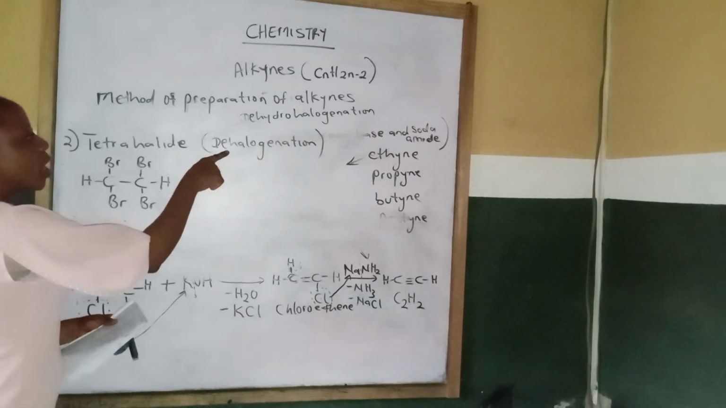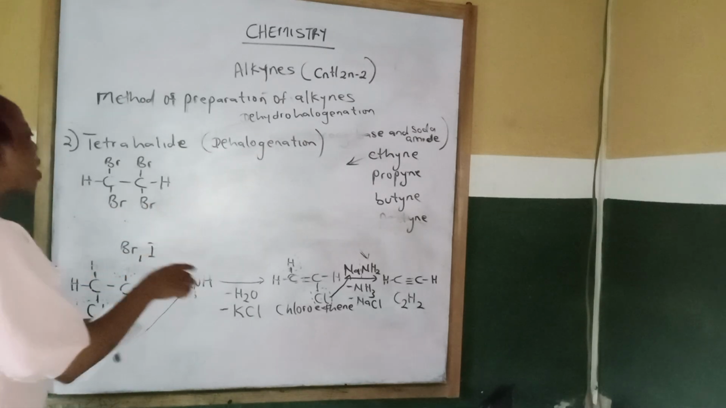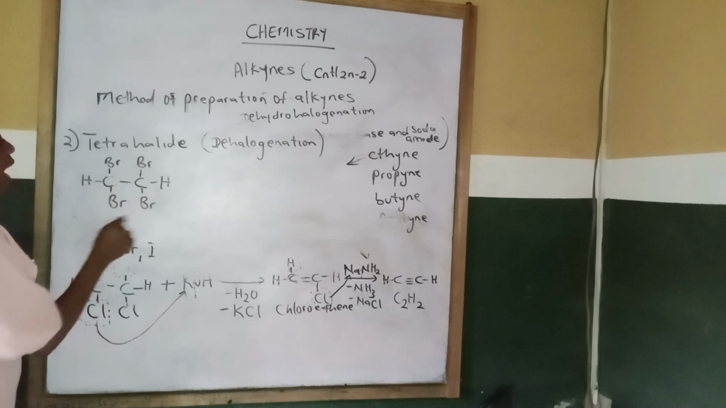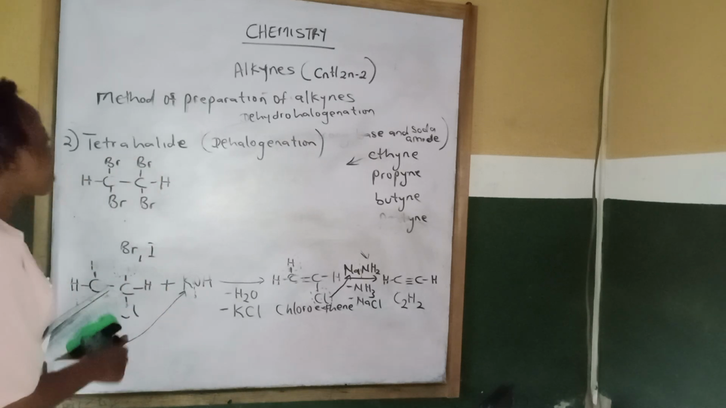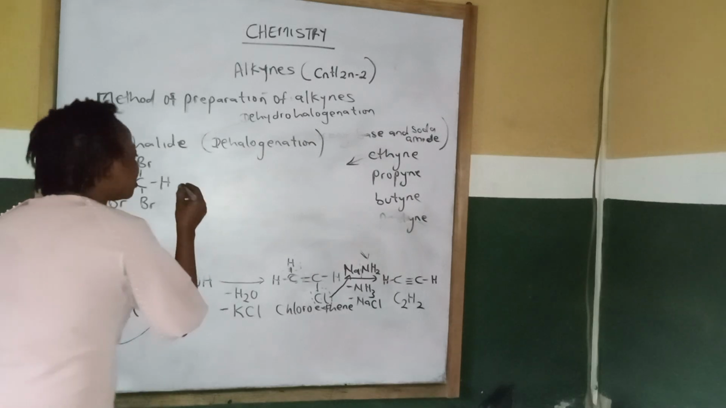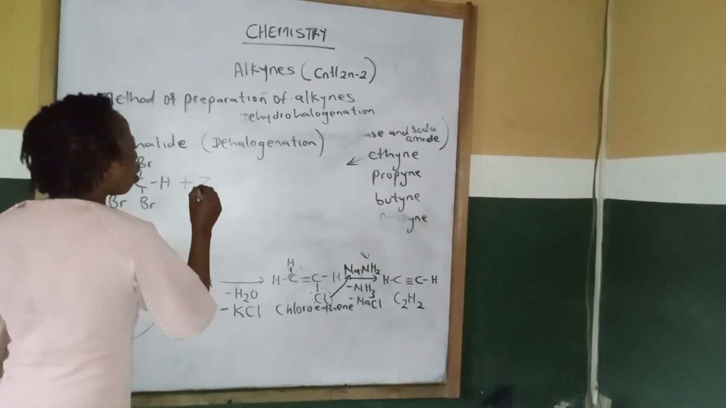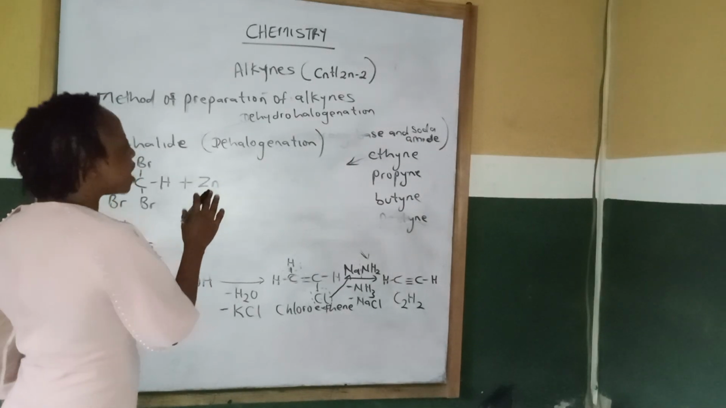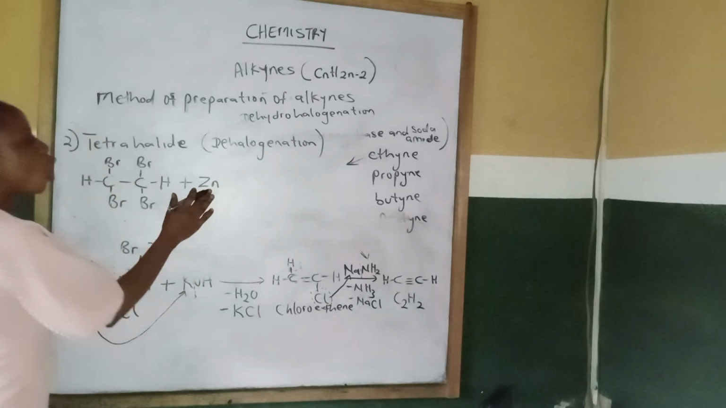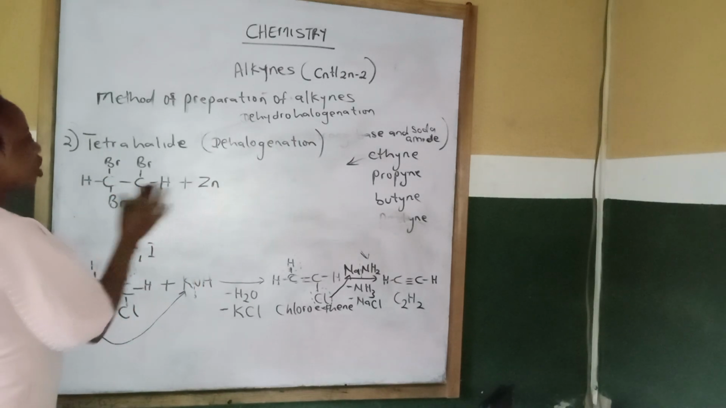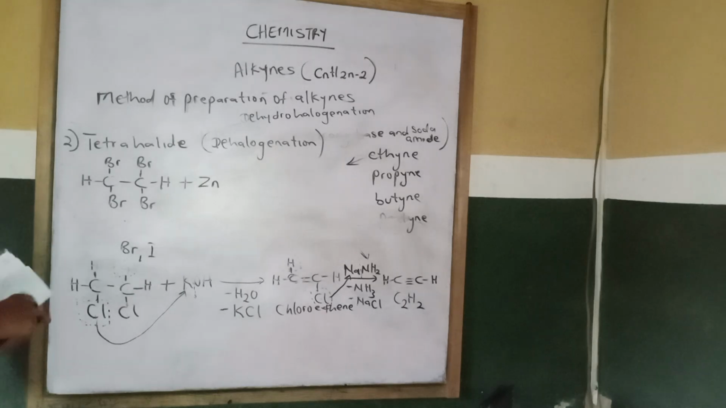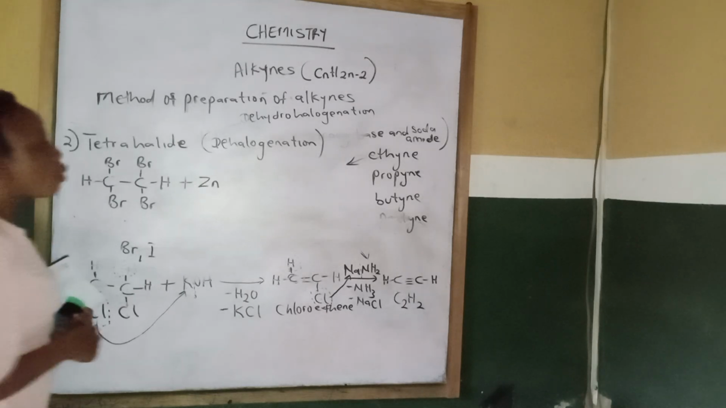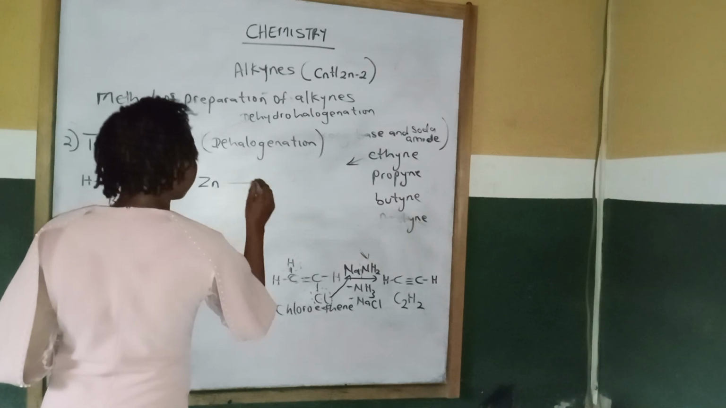Then dehalogenation. De means removal, then halogen. So removal of halogens. So I'm going to remove all the halogens totally in the presence of alcoholic zinc. So the reaction will take place when alcoholic zinc is added to this haloalkane. The reaction will take place in the presence of alcoholic zinc.